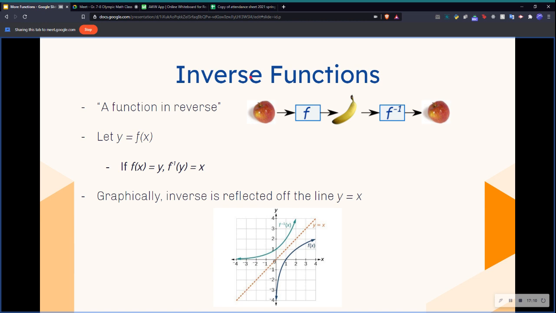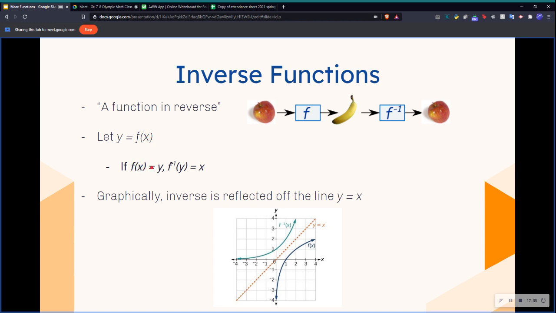The next topic, inverse functions. And it's pretty straightforward. It's just a function in reverse, but what is that in mathematical terms, right? This definition is not enough. So let's look at the mathematical terms. Say we have some function f at x, and say we set y equal to f at x. So y is the output of the function f at x.